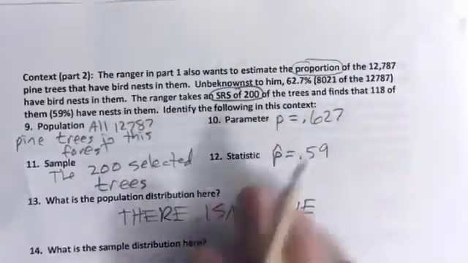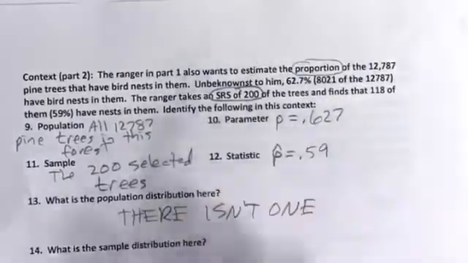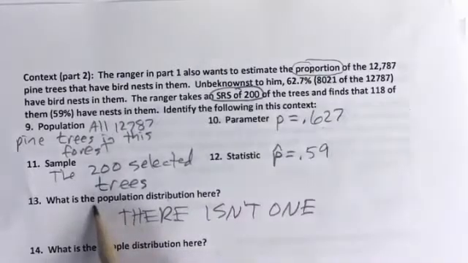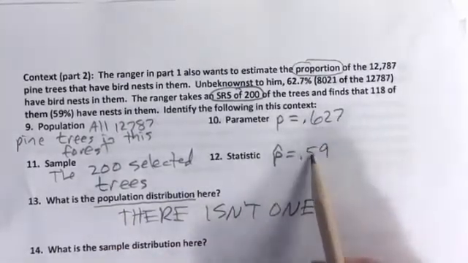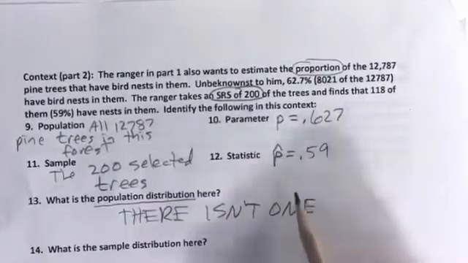But when you're dealing with a proportion, either they have a bird's nest or not. And so that's a categorical situation. There's really not a number associated with it. So there's no numbers in the population, so to speak. The number is just the proportion for the whole thing. It's not like every tree has a different number.